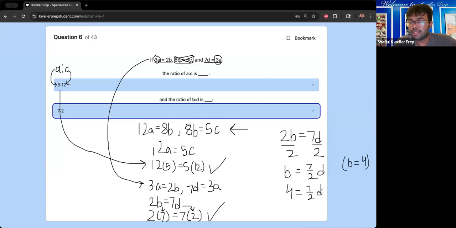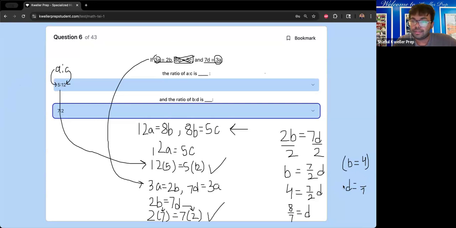So this means d is equal to, well, we multiply by 2. 4 times 2 is 8. We divide by 7. 8 over 7 is equal to d. So when b is equal to 4, d is equal to 8 over 7. This is just the ratio. We can just plug in any number and we can see how it works.